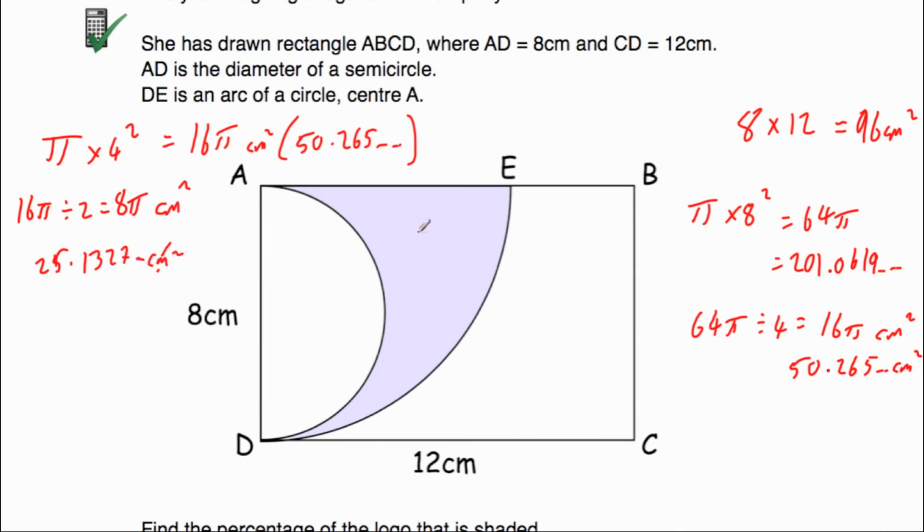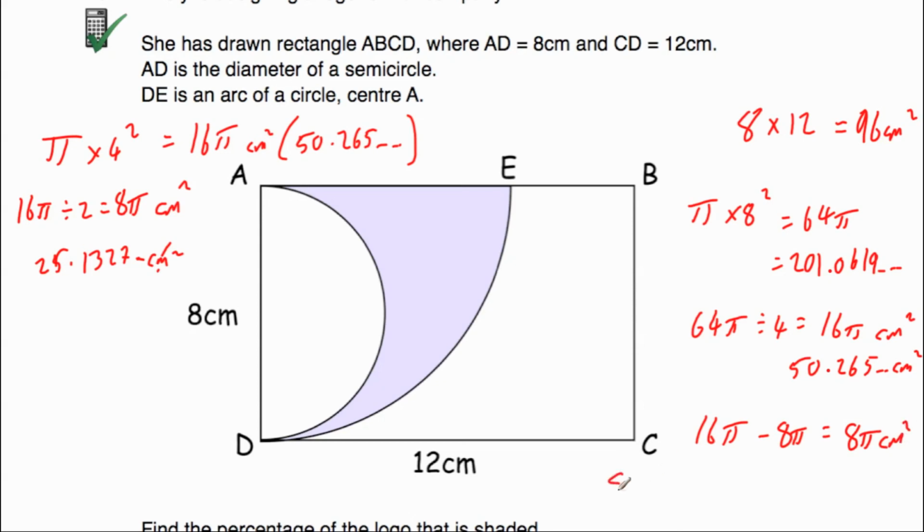So if we go back to our logo, we want to find the area of this shaded region. And to do that, what we're doing is we're considering the quarter circle, and then we're taking away the area of the semicircle to see what area would be left for this purple region. So the area of the quarter circle was 16 pi, or 50.265 and so on centimeters squared. So that would be the area of the whole quarter circle. And the area of the semicircle is 8 pi. So we've got 16 pi, take away 8 pi. And that means that we'll be left with 8 pi centimeters squared.